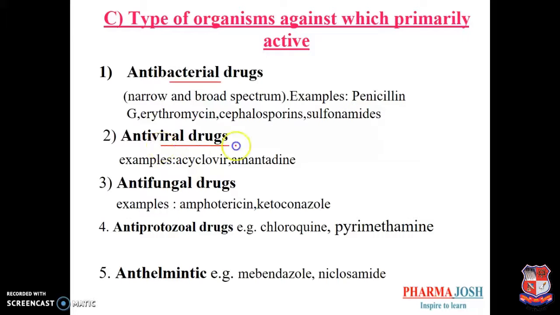If the infection is caused by a virus, during that time the doctor may prescribe an antiviral agent. Examples are acyclovir and amantadine. Infections caused by fungi are treated with antifungal agents, amphotericin B and ketoconazole. Infection by protozoa, like malaria, is treated with an antiprotozoal agent. Examples are chloroquine and pyrimethamine. Infection caused by worms is treated with anthelmintic drugs, mebendazole and niclosamide.